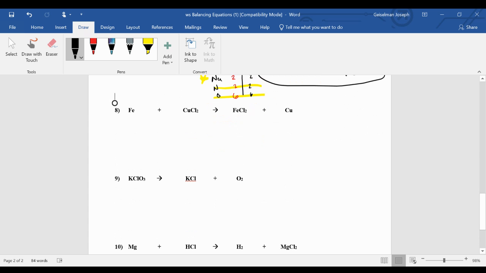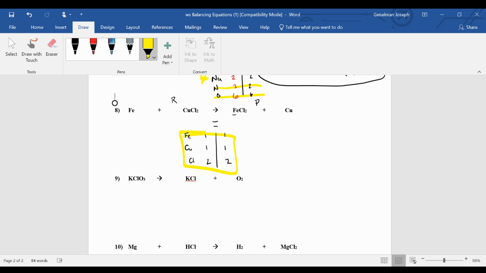All right, couple more to go. The next one we have is iron copper chloride equals iron chloride plus copper. So again, think about that arrow like an equal sign. We have our products on the right, reactants on the left. And we start with iron, copper, chlorine. We have one iron on the left, one copper, two chlorine. This looks kind of tricky, doesn't it?